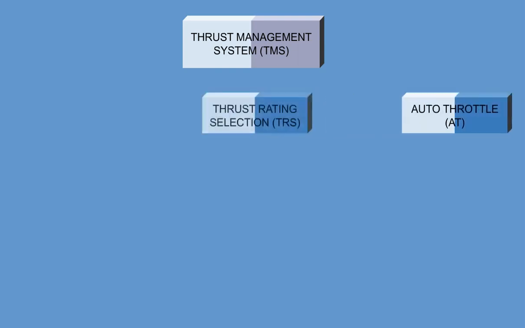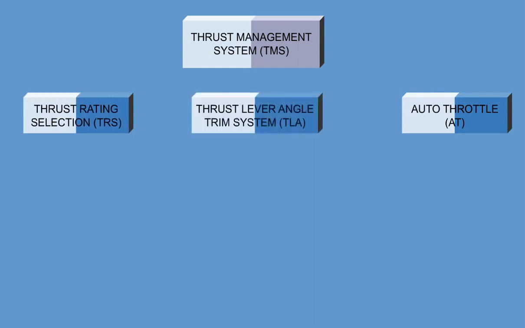The Thrust Management System, TMS, is configured in a dual redundant architecture designed for increased system availability. The system is comprised of the following dual components: auto throttle, AT, thrust rating selection, TRS, and thrust lever angle trim system, TLA. Only one channel of the thrust management system, as well as only a single thrust rating selection, one thrust lever angle trim system, and one auto throttle channel are operating at any given time.